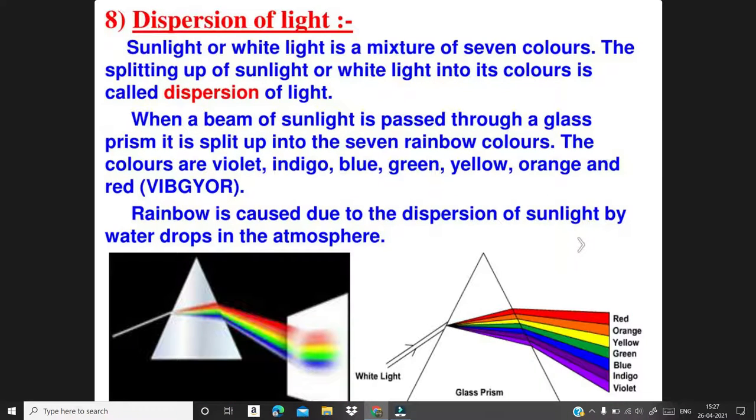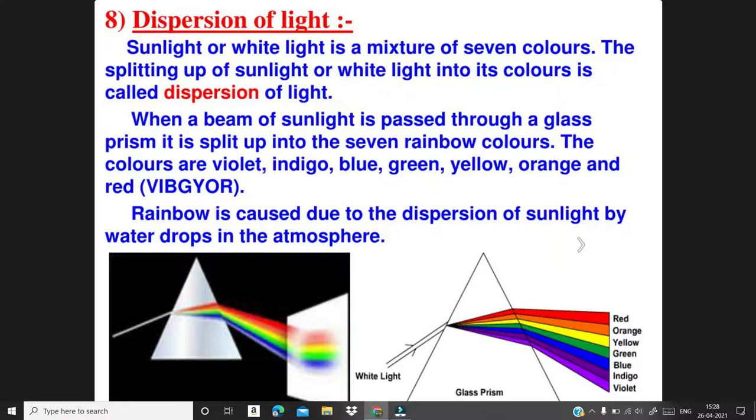Now let us discuss the dispersion of light. Sunlight or white light is a mixture of seven colors. We are learning this from seventh class. The splitting up of sunlight or white light into its colors is called dispersion of light.